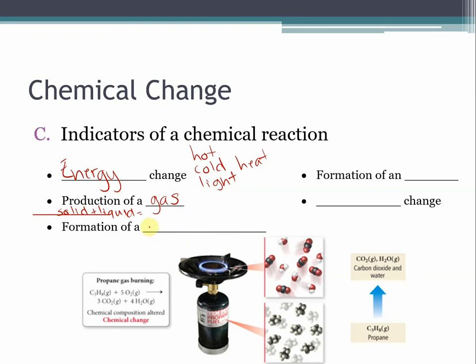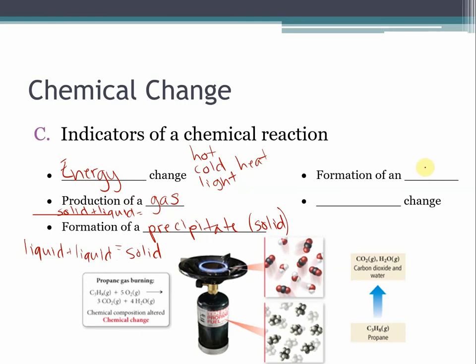Similarly, a formation of a precipitate. And a precipitate is a solid. Once again, this is not, I filled my ice tray with water and put it in the freezer and now it's solid. This is, I took a liquid and I mixed it with another liquid and now it's a solid. This is something you would not expect to happen. It's an unexpected solid, just like this is an unexpected gas.